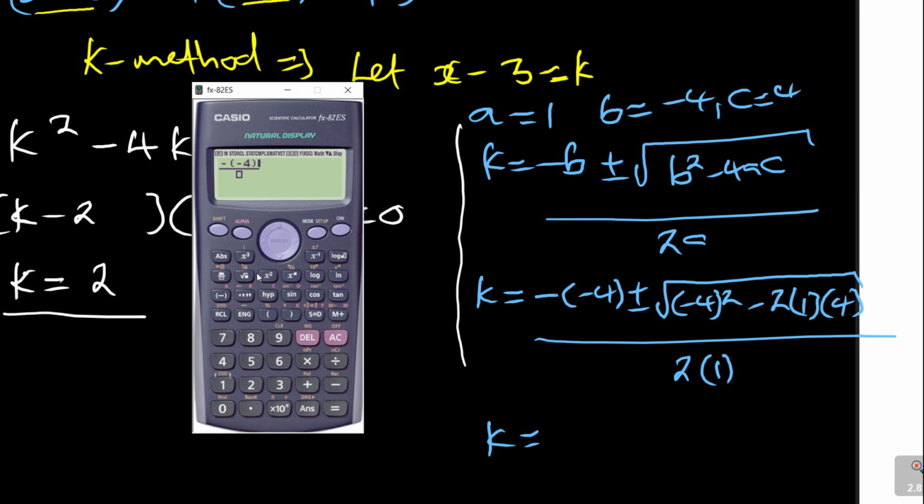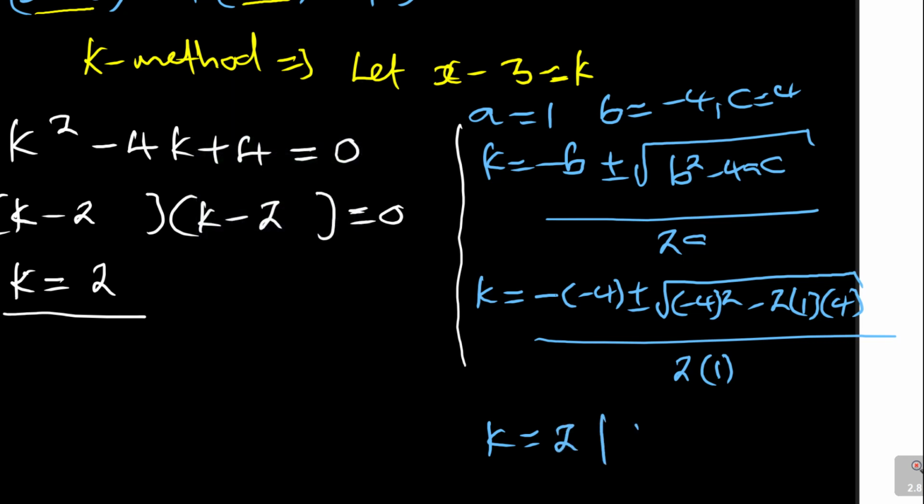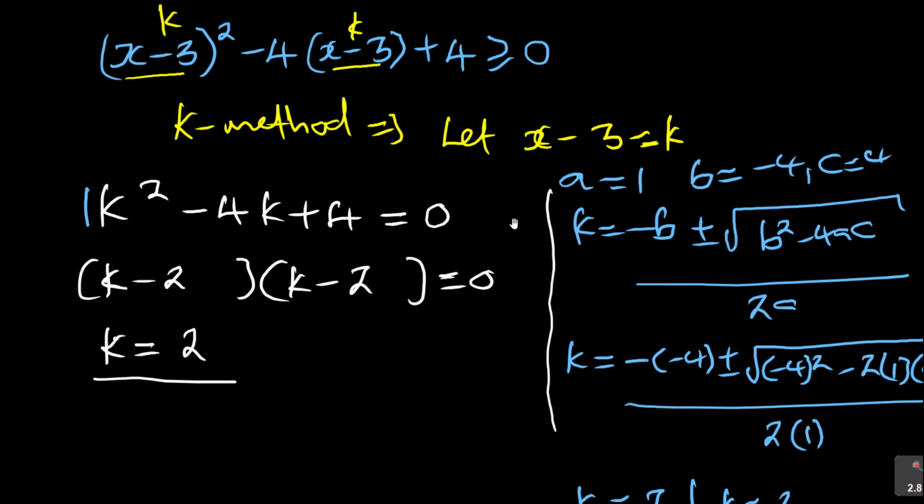Let's start with the plus: 4 plus the square root of negative 4 squared minus 4. My A, as you said, is 1, my C is 4, and then divided by 2 bracket 1. So, equal to, see, I get a 2 like I got previously. See, it's giving me 2 values of k. K is equal to 2. Are you getting that? But now this is not the answer.